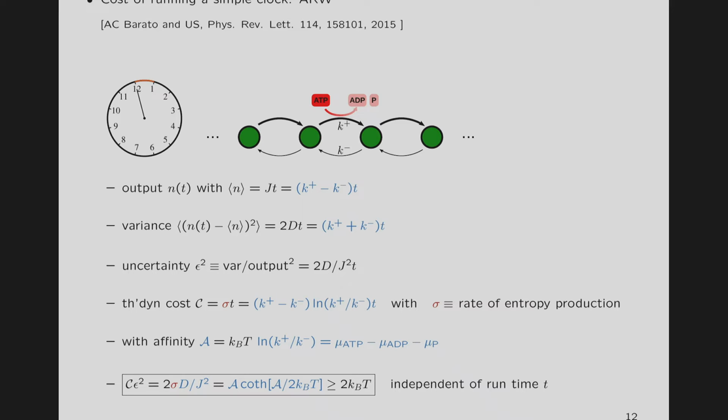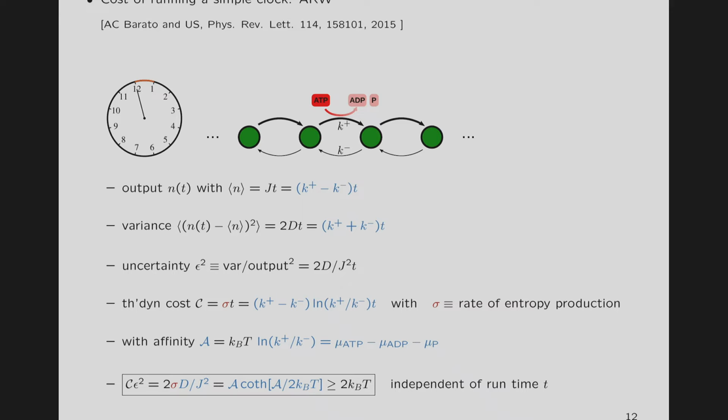Now, as I said, there is a cost to this, and using the rules I tried to briefly sketch at the very beginning, it's easy to calculate the entropy production, i.e. the free energy cost. This is given by this log ratio, and here the current. And the ratio of these rates is related to the driving affinity, the imbalance in chemical potentials. And when you put all these trivial relations together, you find that the product between cost and uncertainty is given by this hyperbolic function, which is larger than 2 kBT.